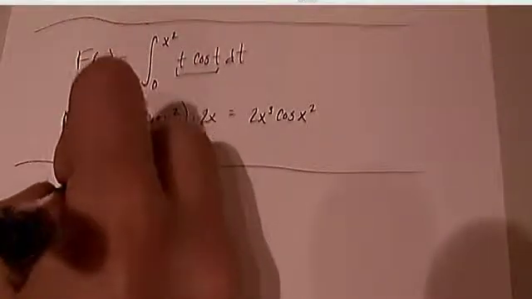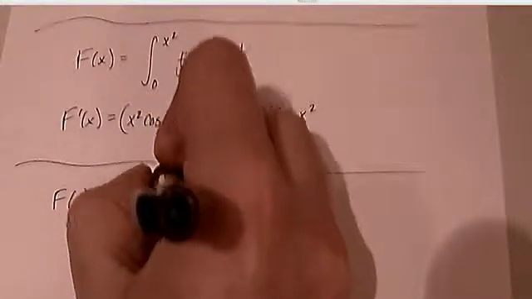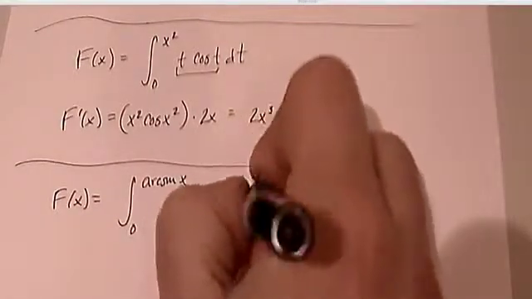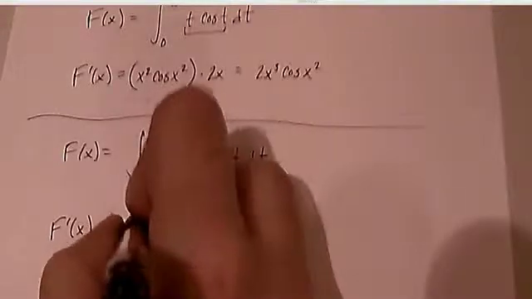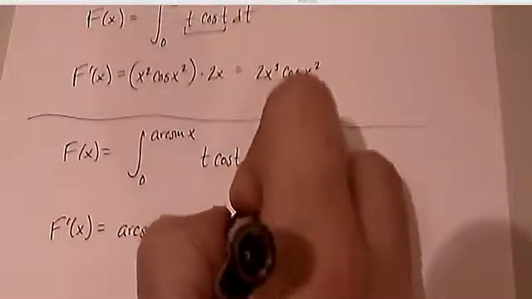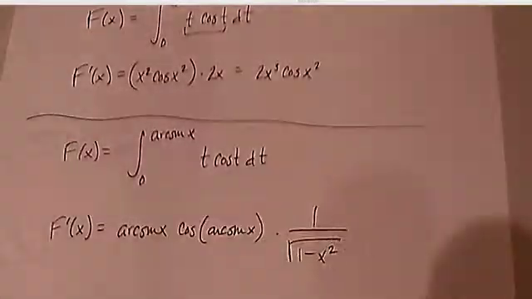Well, what if I have f of x equal to the integral from 0 to arc sine of x of t cosine t dt? I know, I'm evil. How about f prime of x? Well, let's just go through the method. We're going to plug in arc sine of x, which is our u of x, in for both t's. So we have arc sine of x cosine of arc sine of x, and then I need the derivative of arc sine of x, 1 over the square root of 1 minus x squared.